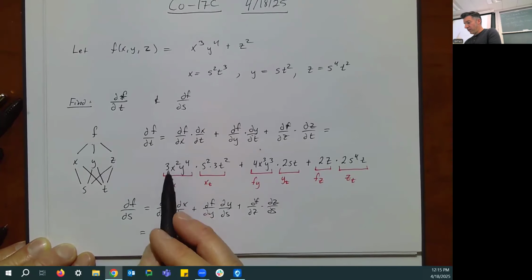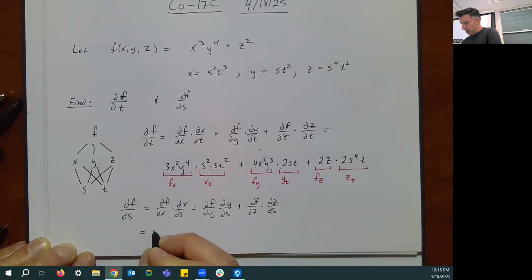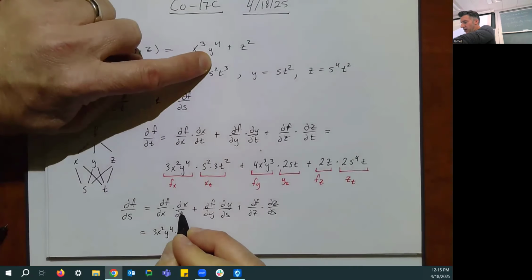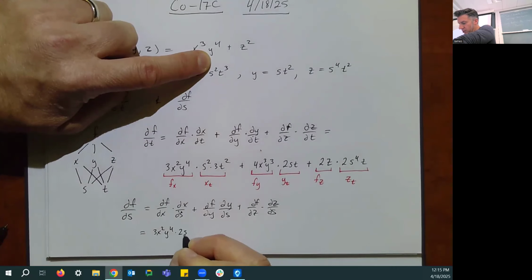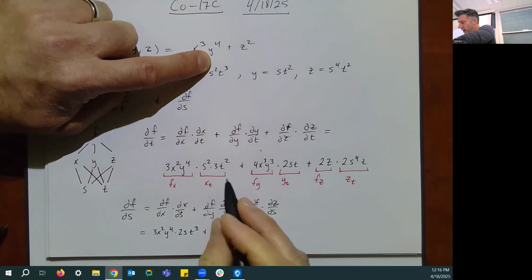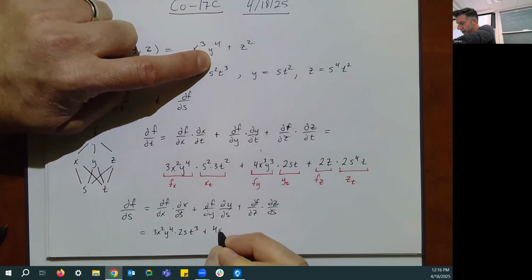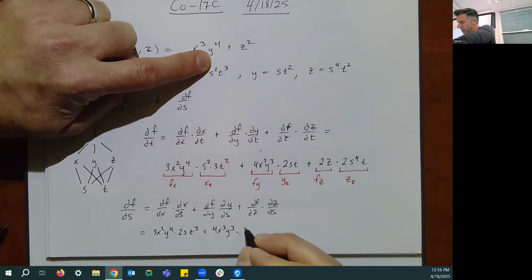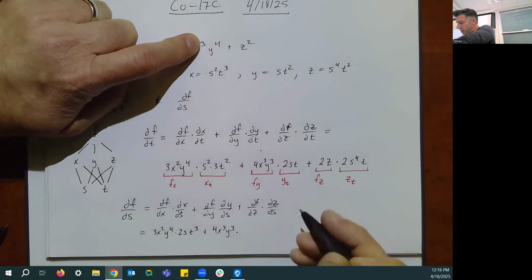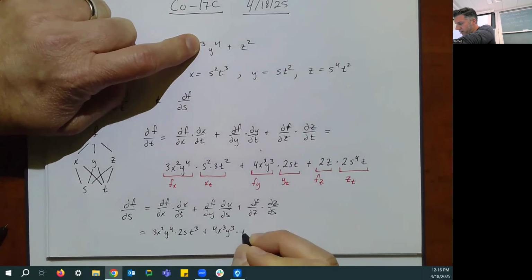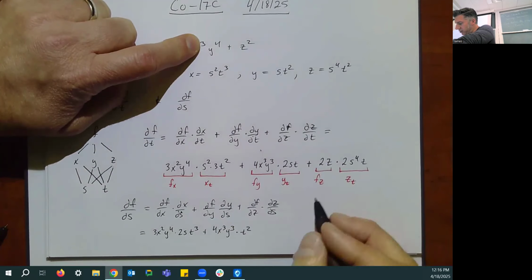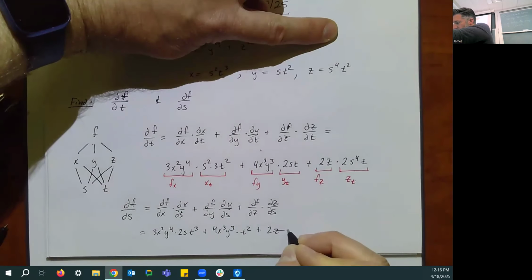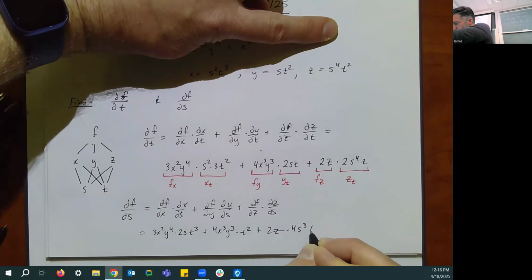So I'm just going to copy my work from here, right? I know it's the same thing, so it's going to be 3x squared times y to the fourth, and then ∂x/∂s is going to be 2s times t cubed. ∂f/∂y is the same as it was before, 4x cubed y cubed. And then my ∂y/∂s is going to be 1 times t squared. And finally, my ∂f/∂z is still 2z, and my ∂z/∂s is going to be 4s cubed times t squared.